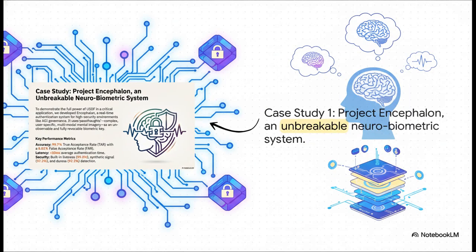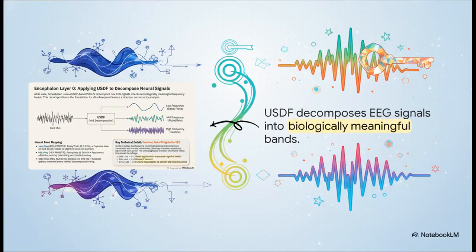So let's talk about our first case study, Project Encephalon. Now get this. This is a system that uses USDF to create a real-time, super secure authentication system that's based on your thoughts. They call them pass thoughts. I mean, it's the ultimate unhackable password. So here's how it works.